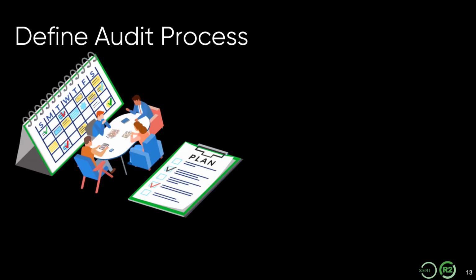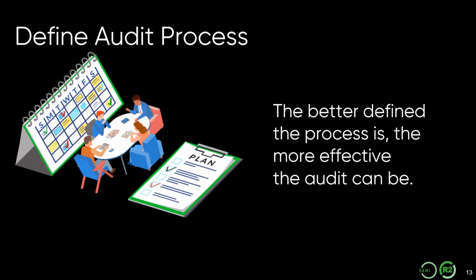With a good understanding of the purpose of the audit, the next step is to define the audit process, and there can be a lot to consider. Keep in mind that the better defined the process is, the more effective the audit can be. This is in part because the internal audit can be a much more detailed assessment of the operations than other audits that may only include high-level sampling of the processes.